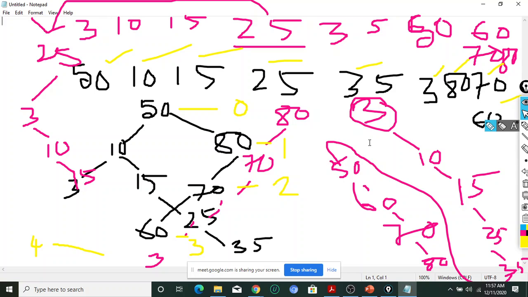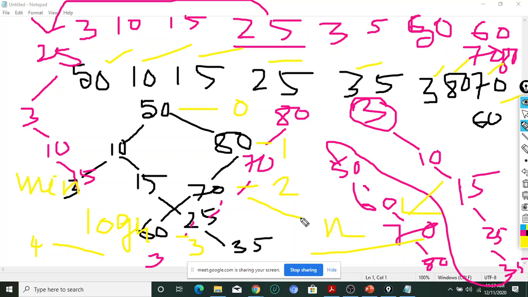So sometimes you are getting height log n. So the minimum height of this binary search tree is log n, and what is the maximum height? That is n. Yes or no? In the worst case, the height of the tree in this diagram is n.